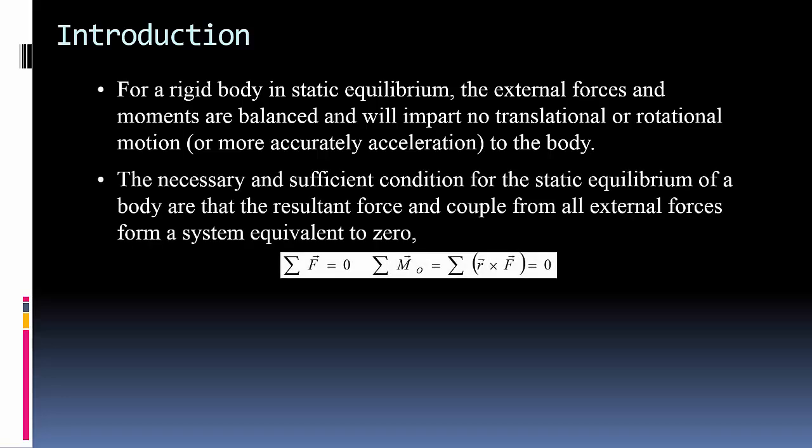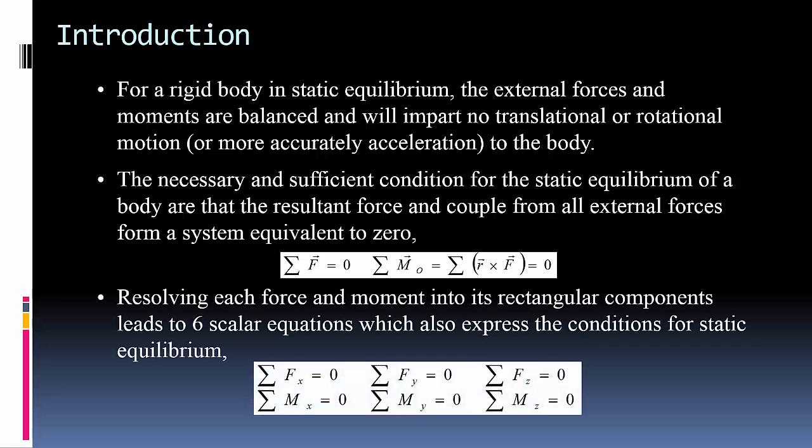The necessary and sufficient conditions for the static equilibrium of a body are that the resultant force and couple from all external forces form a system equivalent to zero. In other words, the sum of the forces is equal to zero and the sum of the moments is equal to zero. When you resolve each force and moment vector equation into its rectangular components, that leads to 6 scalar equations, which also express the conditions for static equilibrium: the sum of the forces in x equals 0, the sum of the forces in y is 0, the sum of the forces in z is 0, and the sum of the moments about x, y, and z are all 0.